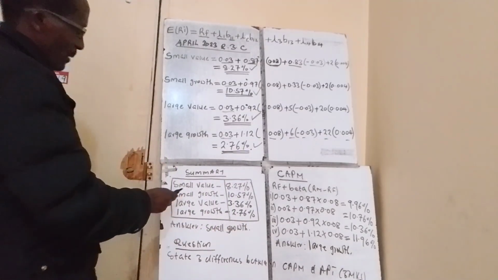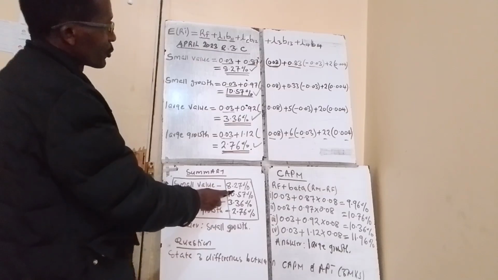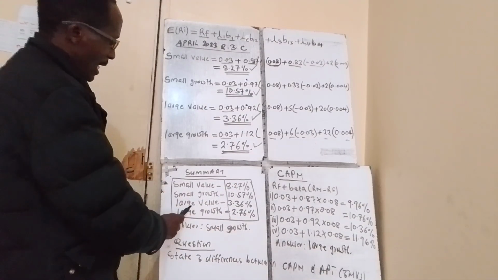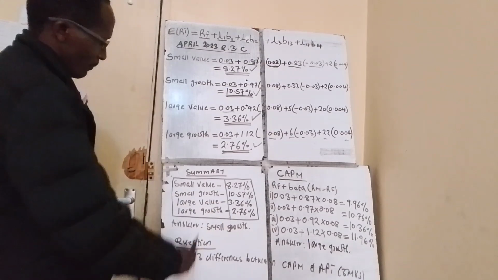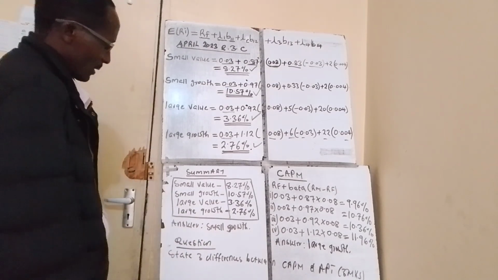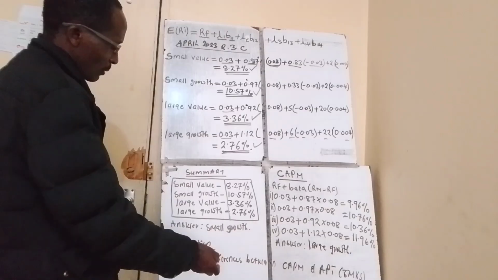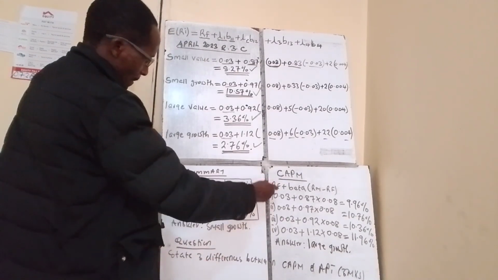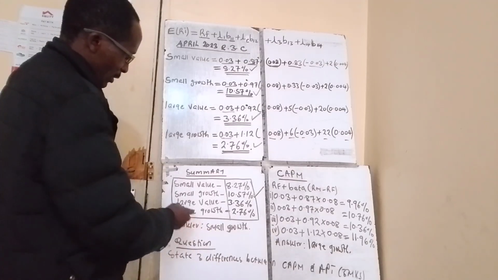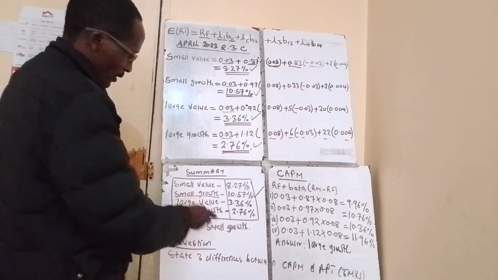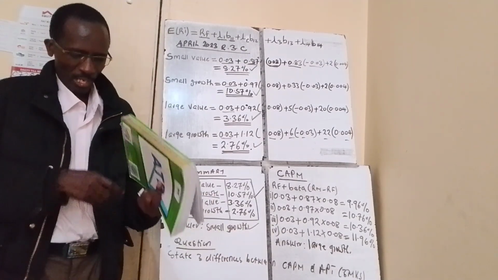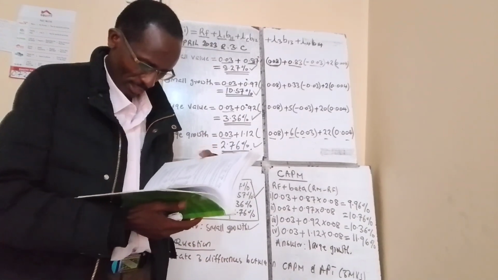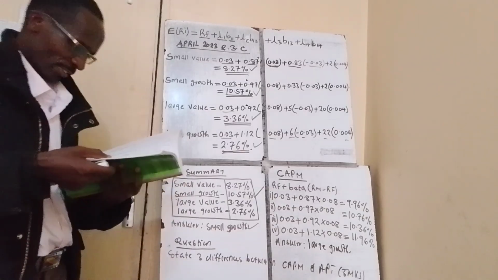The question was, using the arbitrage pricing theory, determine the portfolio that has the highest expected return. So you have the analysis here. For small value, 8.27, small growth, 10.57, large value, 3.36, large growth, 2.57. So which one do you expect to have more returns? Obviously 10.57, the small growth. So that was the answer. That is how you could have gotten the 4 marks given there. Okay, that's the end of that.